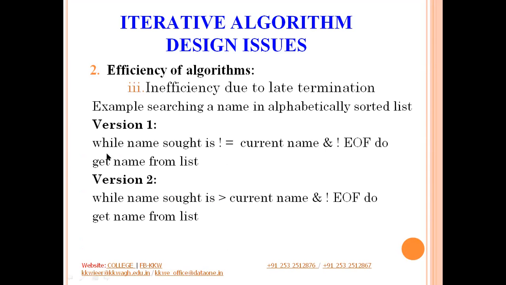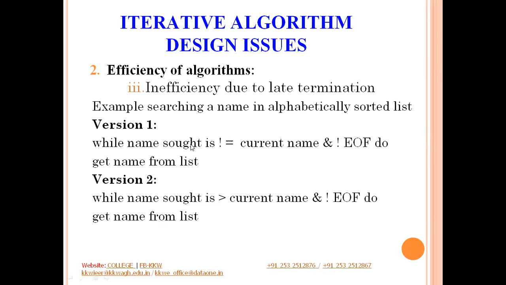In the first one, we are using a while loop. While name sought, meaning the name that you are searching, is not equal to the current name, wherever your pointer is, let us say your current name is the first name, and it is not the end of the file also. End of the file means here the end of the list. Do get the next name from the list. So if you check this first version, it is easy to identify that it indicates sequential searching, right?